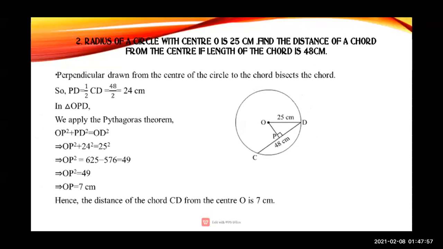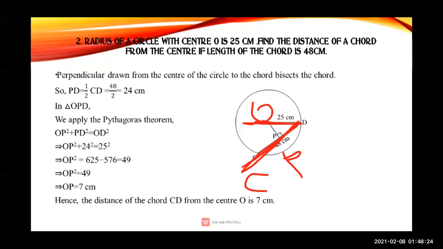See in this figure, OD is given as 25 centimeter. CD is given as 48 centimeter. Now this is the center, P, and this is O. That means OP is the perpendicular bisector drawn to bisect the chord, that is our CD.